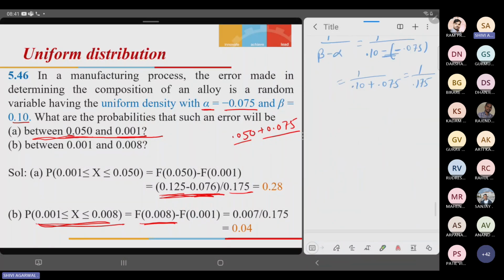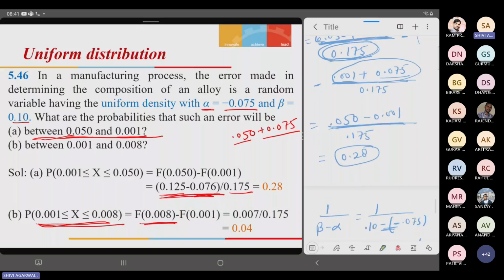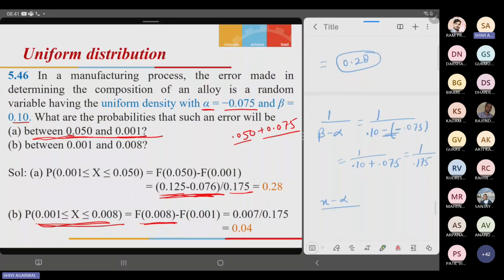Similarly in the second part, don't be confused by it. Okay, now we are using the formula x minus alpha upon beta minus alpha. So x is 0.05, and alpha is minus 0.075. So we can use 0.05 minus of minus 0.075.